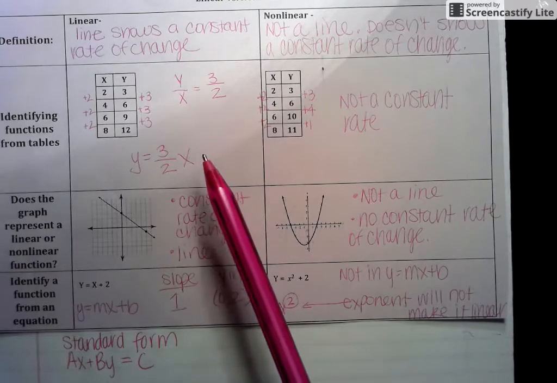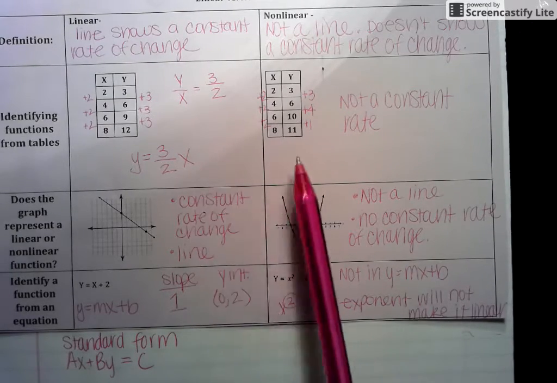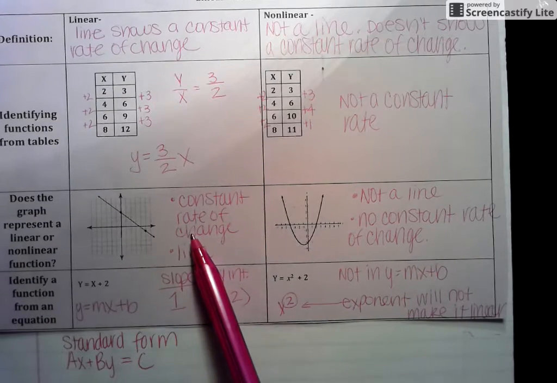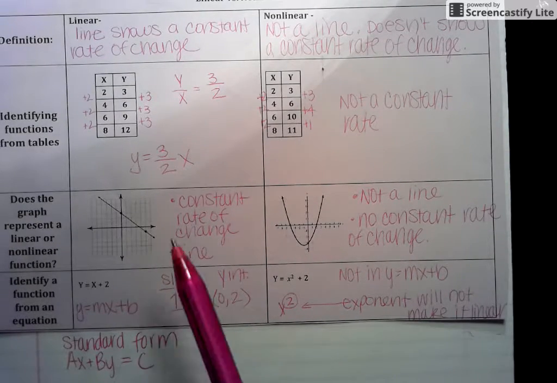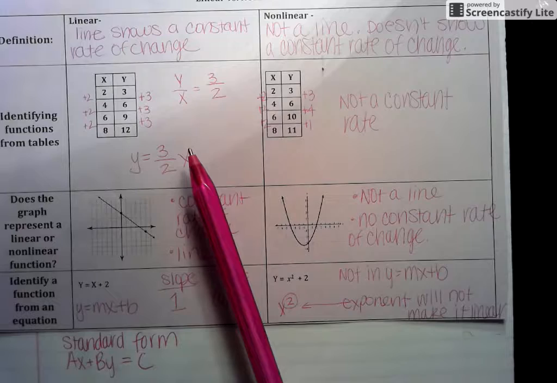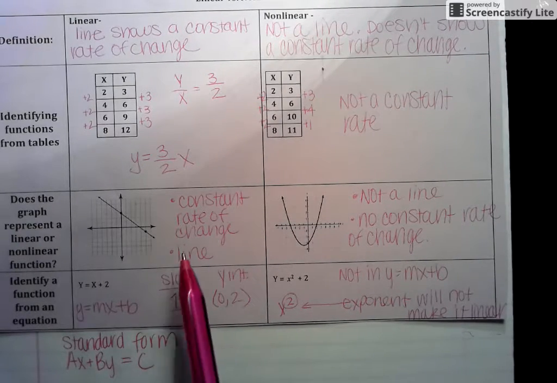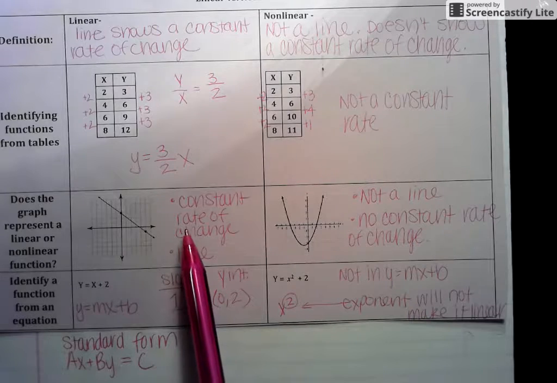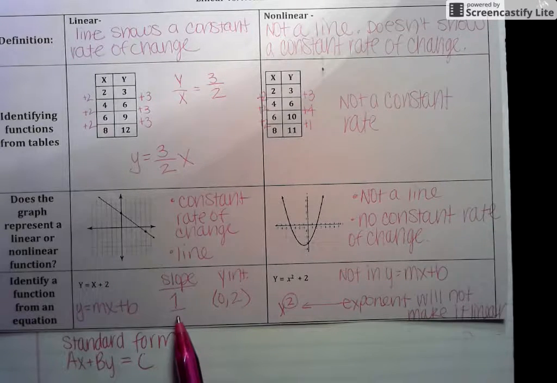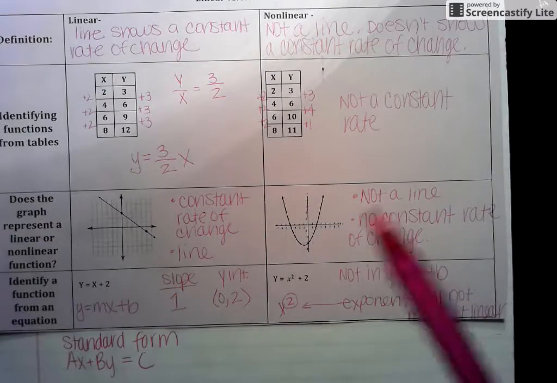So you've got to look at the data that is given. It's either a table, a graph, or an equation. So remember, it's got to be a constant rate of change for it to be linear. It has to be a line on your graph, and it could be a vertical or horizontal line because that would be linear. And in this case, it's y equals mx plus b, so that would be considered linear.